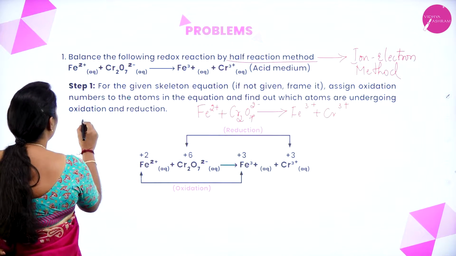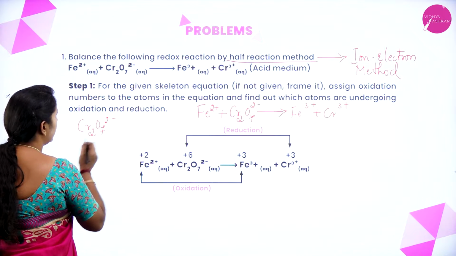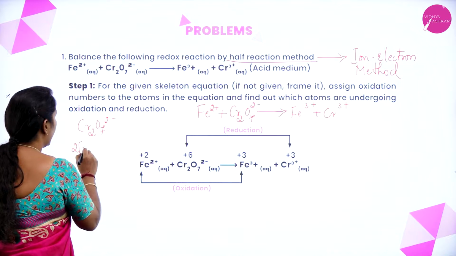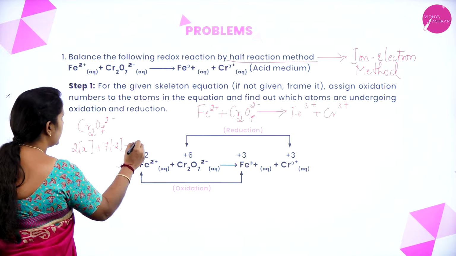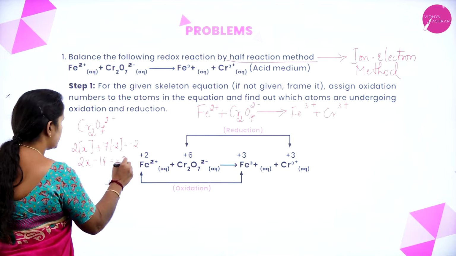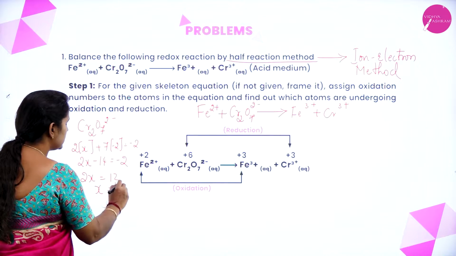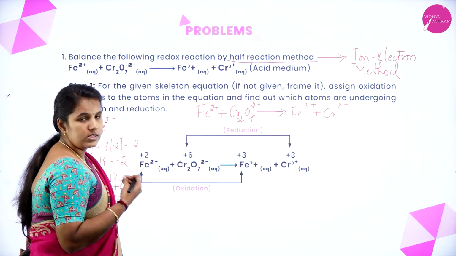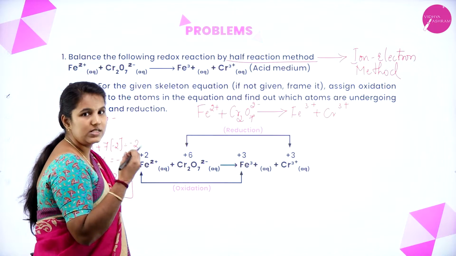How to balance this? By finding out the oxidation number. We know that for Cr2O7 2-, how do we calculate the oxidation number? I'll consider chromium as x. So 2 into x plus 7 into minus 2 is equal to minus 2. So 2x minus 14 is equal to minus 2. So 2x is equal to 12 and x is equal to plus 6. Plus 6 is the oxidation state of chromium in Cr2O7 2-. During the reaction, it gave Cr3+.